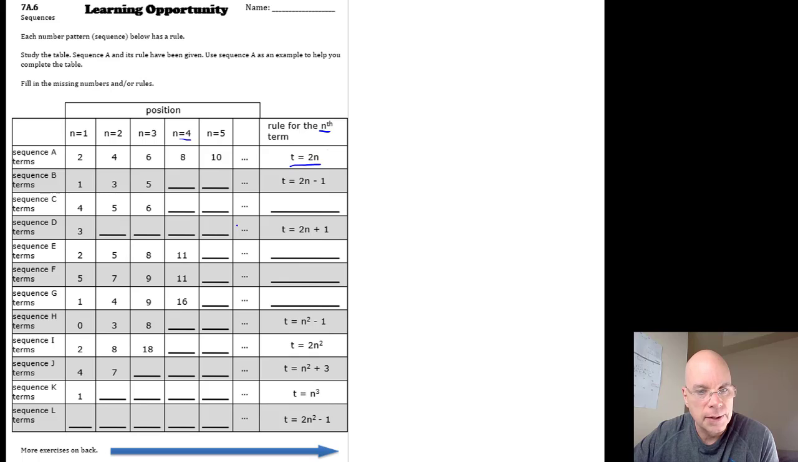So I'm going to try not to say too much, but I do want you to know that each row is a different sequence, and each one either comes with a rule that's supplied to you or a rule that you're going to fill in. Those are the problems for you to do on the first side.